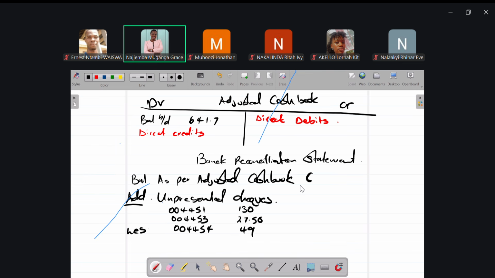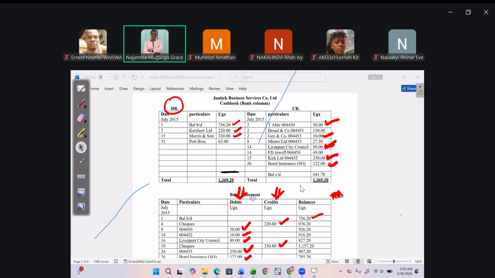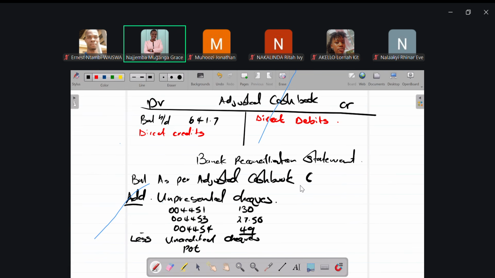Are we together? Then we less, get the total. Then we less uncredited. The ones that had been debited in the cash book, but the bank did not credit, they are uncredited. Unticked, we only had Port Bros 63. So which totals do you have?